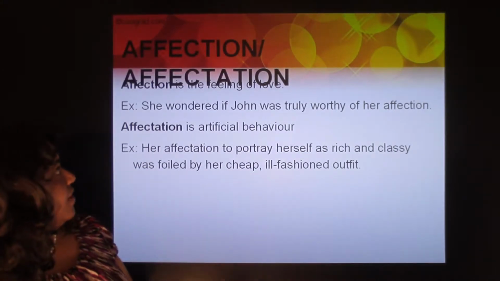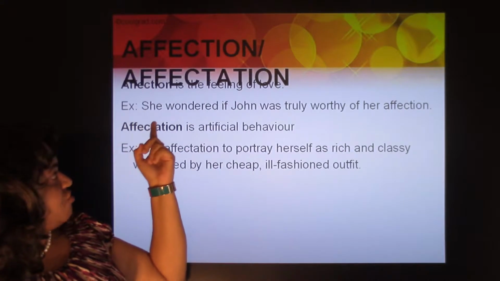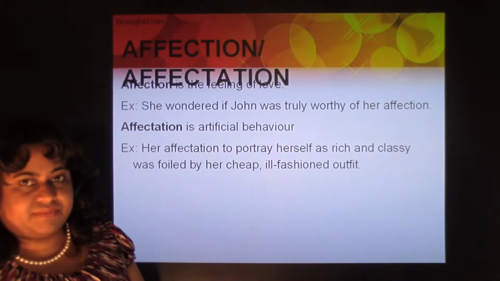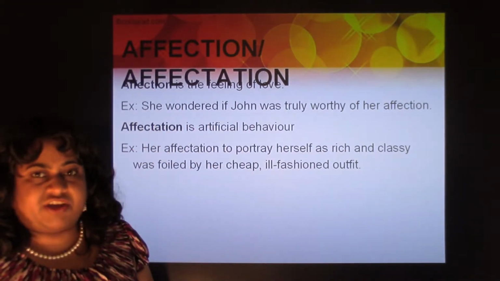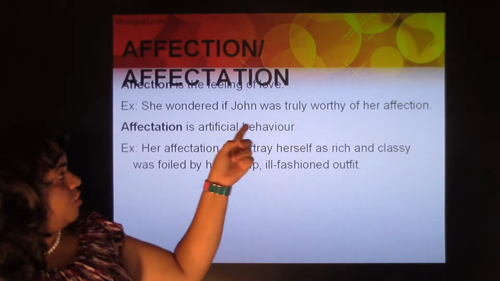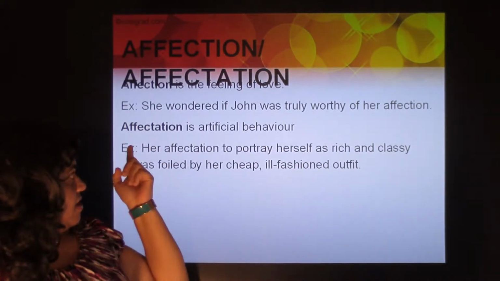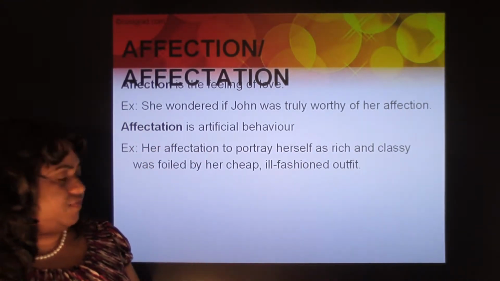So the next two pairs of words are affection and affectation. So affection is the feeling of love. So when you have affection towards somebody, you love that person. She wondered if John was truly worthy of her affection. Affection is love. Affectation is artificial behavior.